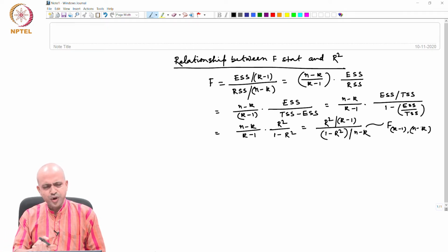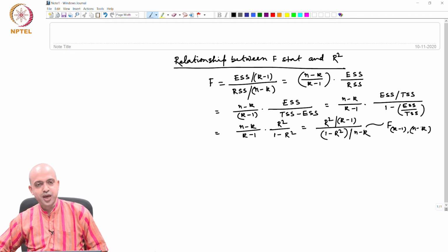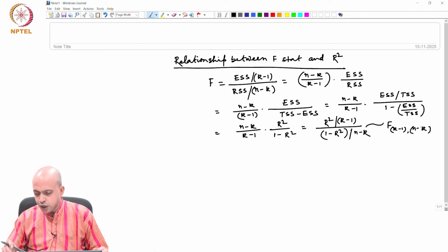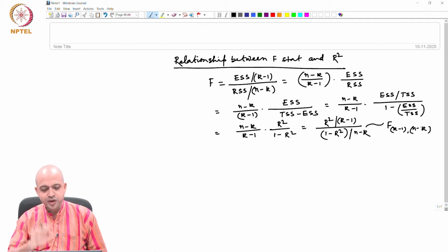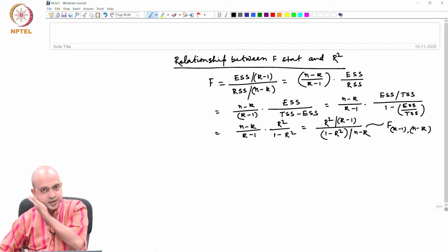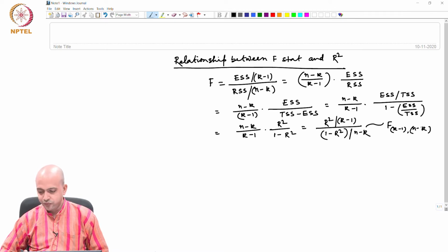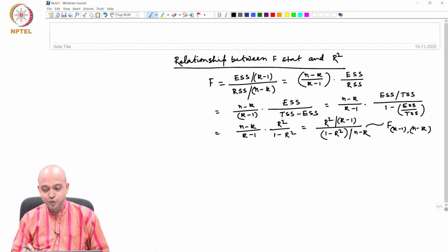Now, the question is why we have derived the relationship between F and R square. From this expression, what we can understand is, higher the value of R square, higher would be the value of F, right, and then the calculated value of F would be greater than the tabulated one. That means this relationship between F and R square is quite useful to test one important hypothesis.